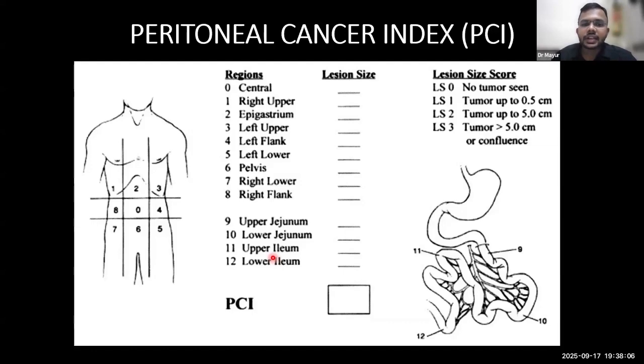To calculate the peritoneal cancer index, the abdomen and pelvis is divided into 9 regions numbered from 0 to 8 in a clockwise manner. The small intestine is divided into proximal jejunum, distal jejunum, proximal ileum, and distal ileum. Therefore, a total of 13 regions are to be inspected, and deposits in these regions are given a score according to their sizes. The total score is added together, and a maximum score of 39 can be achieved.